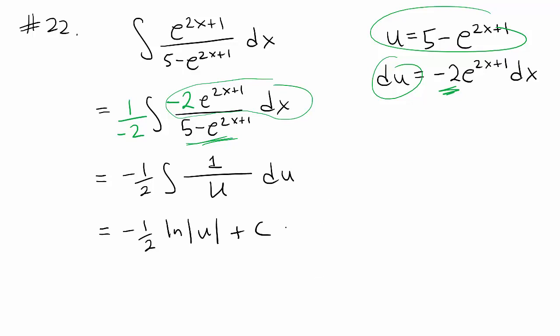And then we just have to make sure we go ahead and back substitute. So I have negative 1/2 ln of 5 minus e to the 2x plus 1, plus c. So that's the final answer for that one.